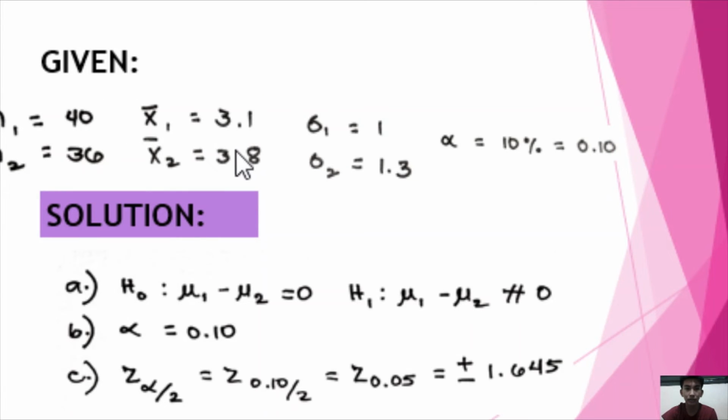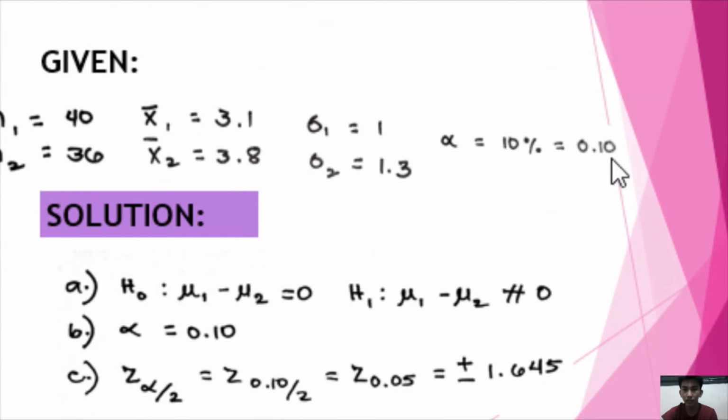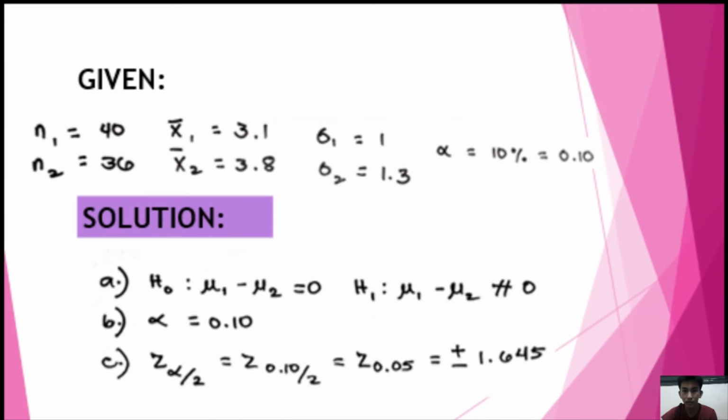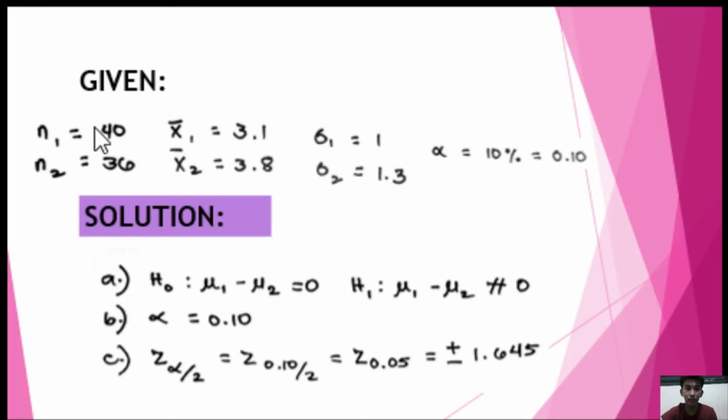Oh, wait lang, ayusin natin. Given n sub 1 is equal to 40, yung sample size na 40 kanina, n sub 2 is equal to 36, yung sample size kanina, x bar sub 1 is equal to 3.1, and x bar sub 2 is equal to 3.8, sigma sub 1 is equal to 1, and sigma sub 2 is equal to 1.5, then the alpha is equal to 10% or 0.10.